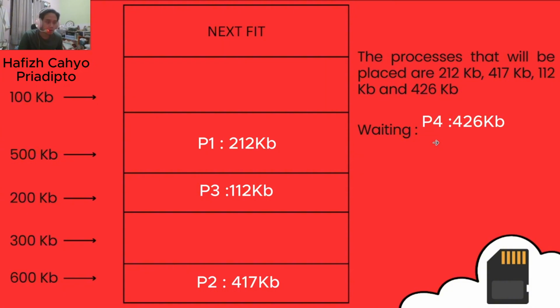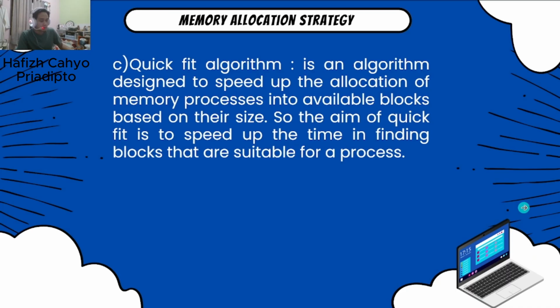Okay, next, the last section is quick fit. Alright guys, we enter the quick fit algorithm. Quick fit is an algorithm designed to speed up the allocation of memory processes into available blocks based on their size. So the aim of quick fit is to speed up the time in finding blocks that are suitable for a process. We want all of you to take notes.